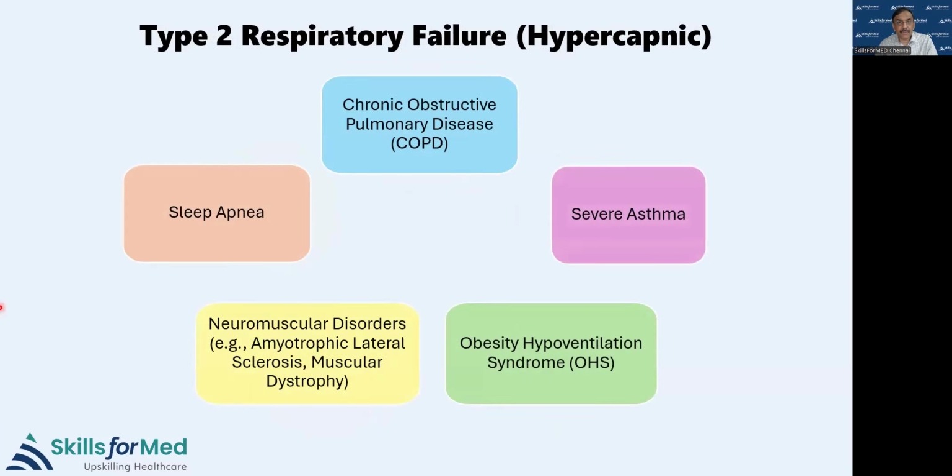Now, what is type 2 respiratory failure? These are, as I said, hypercapnic. The most common example is chronic obstructive pulmonary disease, COPD. Severe asthma can also be there. Obesity hypoventilation syndrome, neuromuscular disorders like amyotrophic lateral sclerosis, muscular dystrophy, and sleep apnea. So these people have chronic carbon dioxide retention, and that's why the hypoxic drive is very, very important.